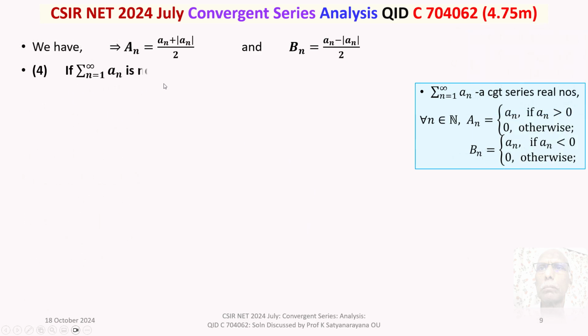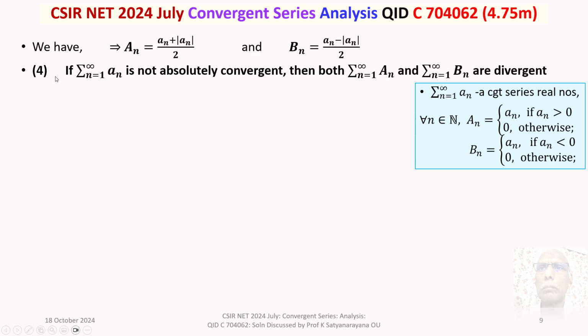We take option 4. This is our hypothesis. This is capital An and capital Bn. And option 4 says if sigma An is not absolutely convergent, then both sigma capital An and sigma capital Bn are divergent. If it is not absolutely convergent, then both of them are divergent.